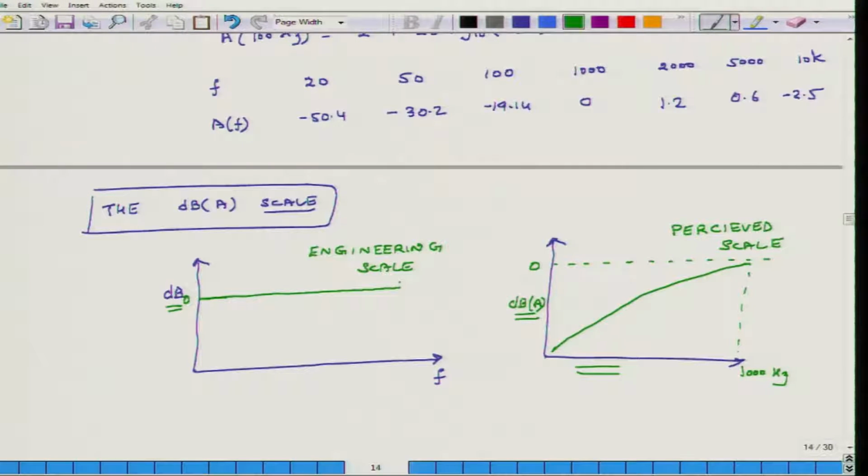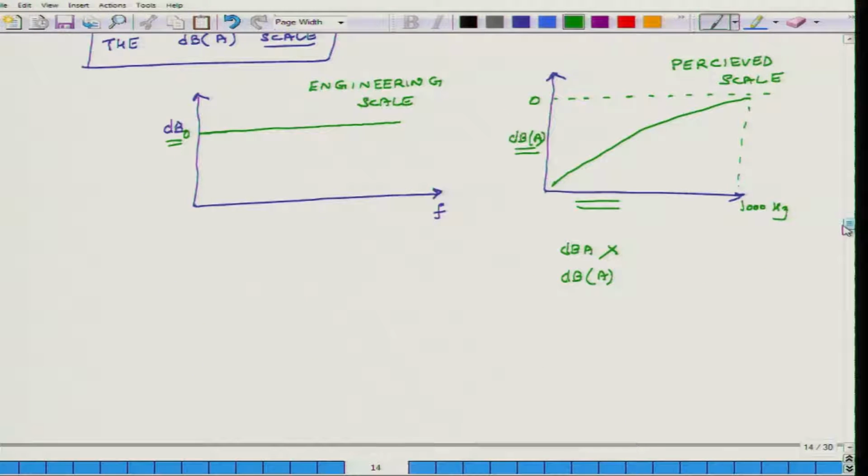That is important to understand. We can record sound in dBs, but if we want to depict it in terms of perception we have to use the dBA scale. A lot of times people write it as dBA, but this is wrong. The correct way to write it is dB in parenthesis A, where A represents the A weighting. If we had to do it on the B scale, then we would have written it as dB in parenthesis B, and so on and so forth.